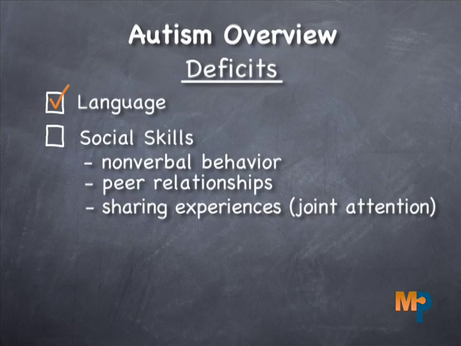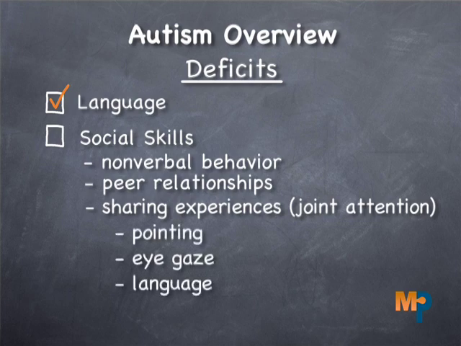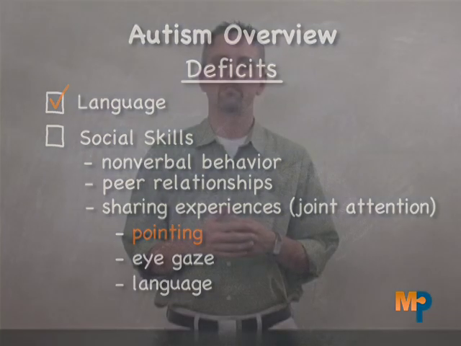Another component of those social deficits often relates to sharing achievements, enjoyment, and experiences with other people. This is often referred to as joint attention. And there are several different behavioral components of joint attention. These include pointing, eye gaze, and the language that I use. Pointing is a joint attention behavior because I'm drawing someone else's experience to mine. When I point at things, I'm sharing my experience with someone else.